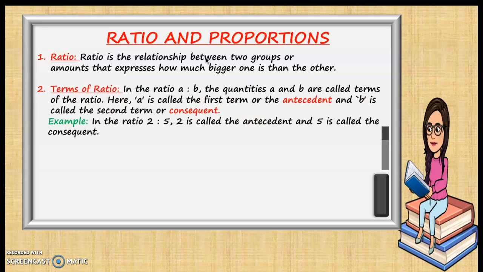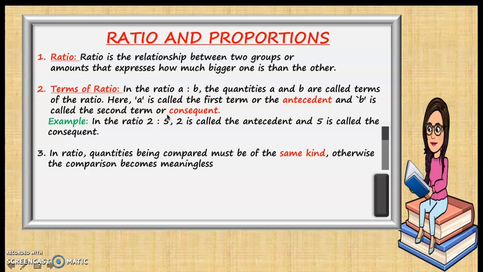Okay. The second point is terms of a ratio. In the ratio A is to B, the quantities A and B are called terms. Here A is called the antecedent, that is the first term, and B is called the consequent, that is the second term. Let's understand with an example. In the ratio 2 is to 5, 2 is called the antecedent and 5 is called the consequent. 2 is your first term, 5 is your second term.